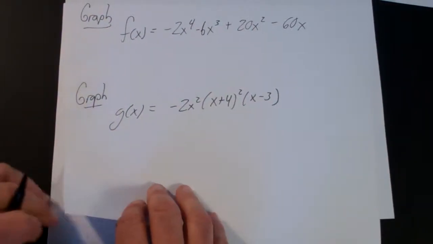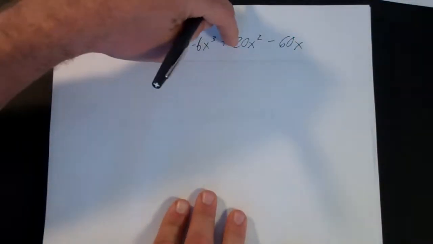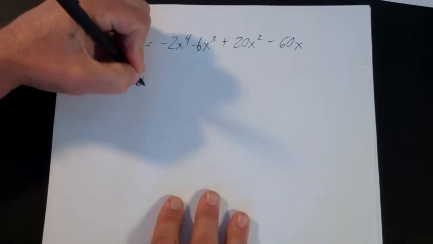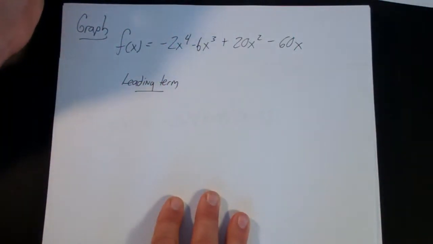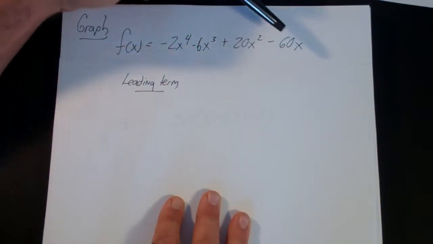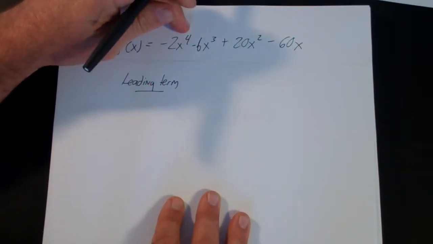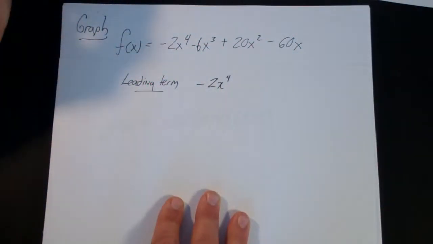Let's just look at a couple examples. So let's look at this first example. We're going to graph minus 2x^4 plus minus 6x^3 plus 20x^2 minus 6x. To find the leading term, you don't necessarily look at the term in the front. What you do is you look at the term with the highest power. So this is x to the fourth, x to the third, x to the second power, and this is just plain x. So the highest power is 4. So we say the leading term is minus 2x^4.